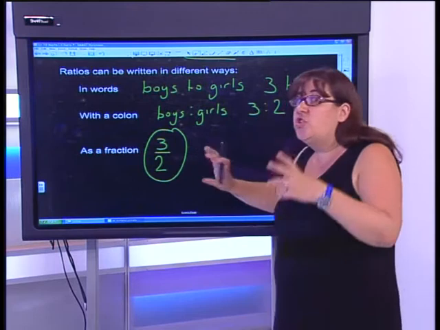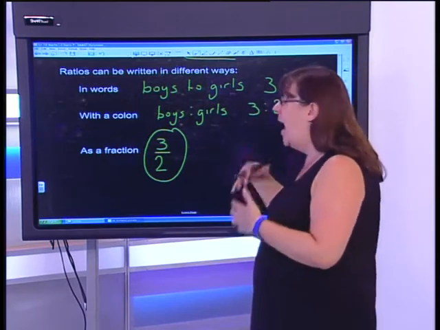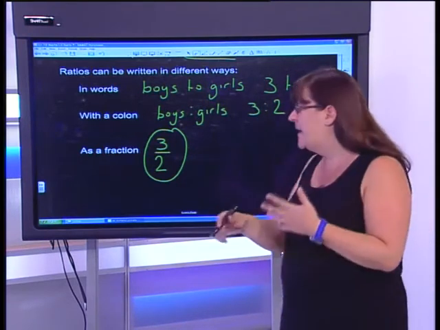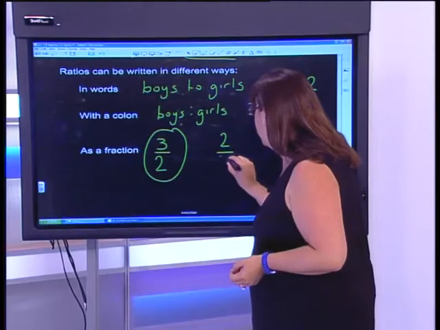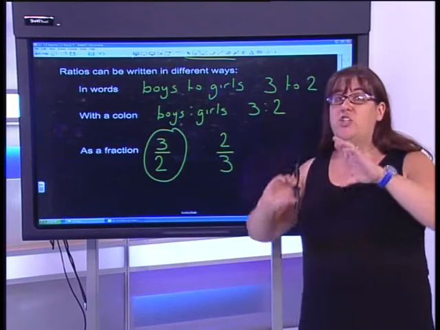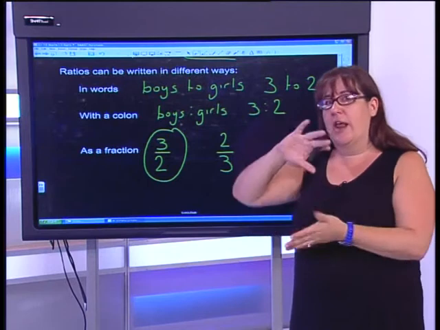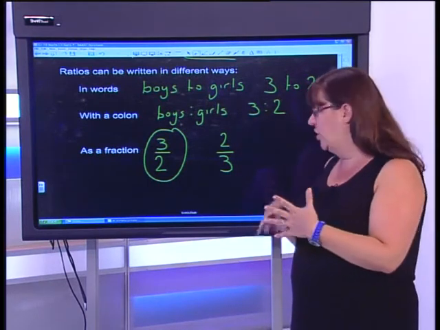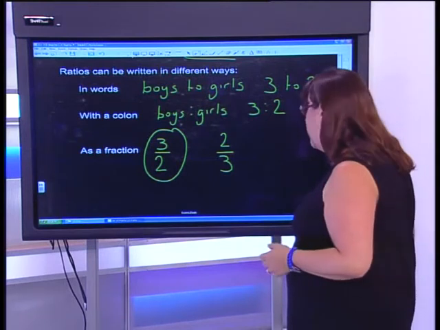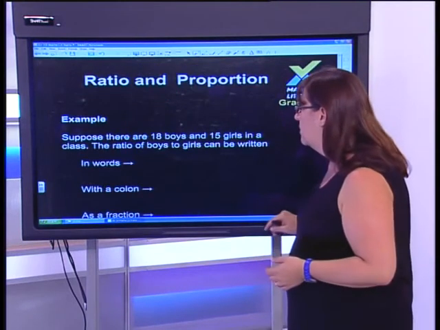I can also change the ratio a little bit and say, well, okay, how many girls are there to boys? And I can say, well, there are 2 girls to every 3 boys. So I can actually, now that disappeared, I can actually manipulate it a little bit by changing the direction of my fraction and my numerator and denominator. And now I can manipulate it as a fraction. Let's carry on and see what else we've got in store.